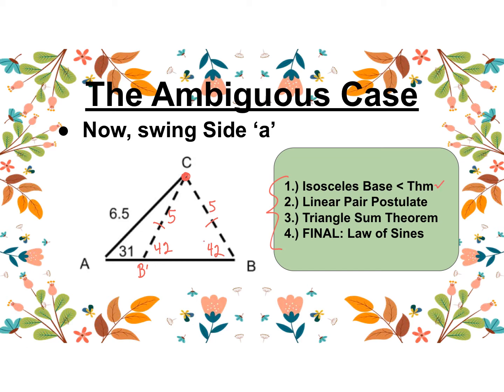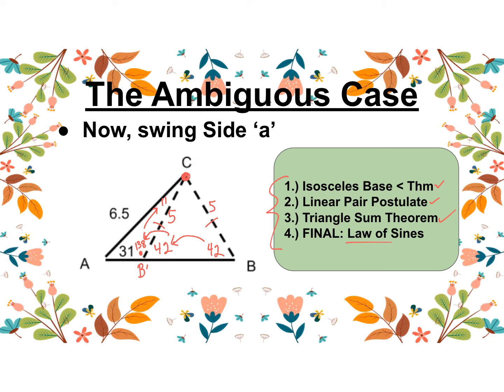Now I went from here to here. Now I'm going to do linear pair postulate, and I'm going to move inside the triangle. And we know that this angle has to add to 42 to be 180. So we're doing the linear pair postulate, and we get 138. Teeny tiny in there, 138. And then I can go up here and do the triangle sum theorem and subtract both of those from 180, and I get 11.